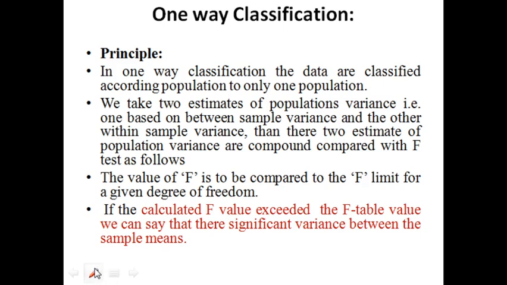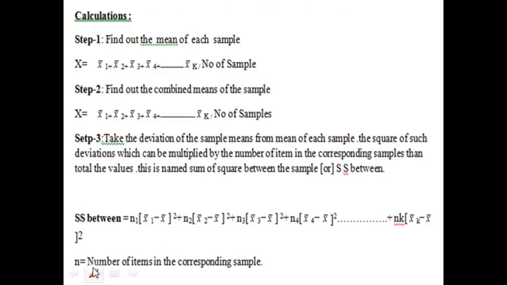and from this the F value is calculated, and this value is compared with the tabular value. If the value exceeds the tabular value, then we can say there is a significant variance between the sample means, and if the value is less, then there is a non-significant difference.